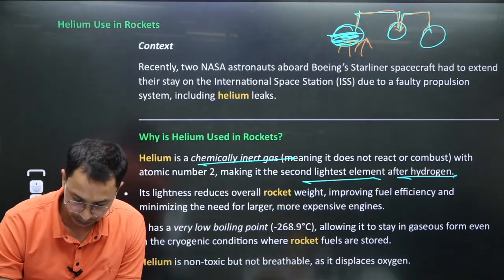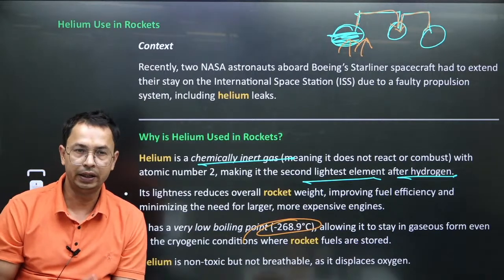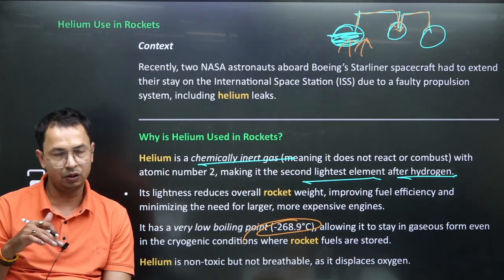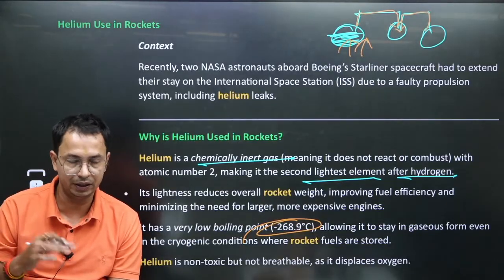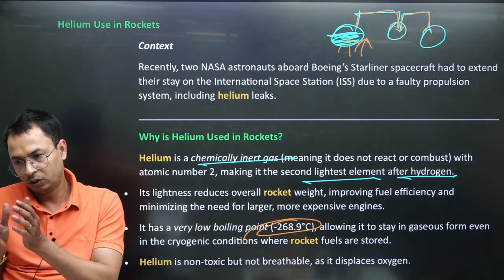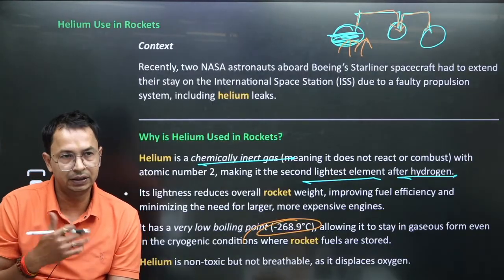And one more thing, the boiling point of helium is minus 268.9 degrees Celsius. It means at that cryo temperature, helium will remain a gas even at this cryo temperature. So helium gas can also be used for the cooling of devices in space.